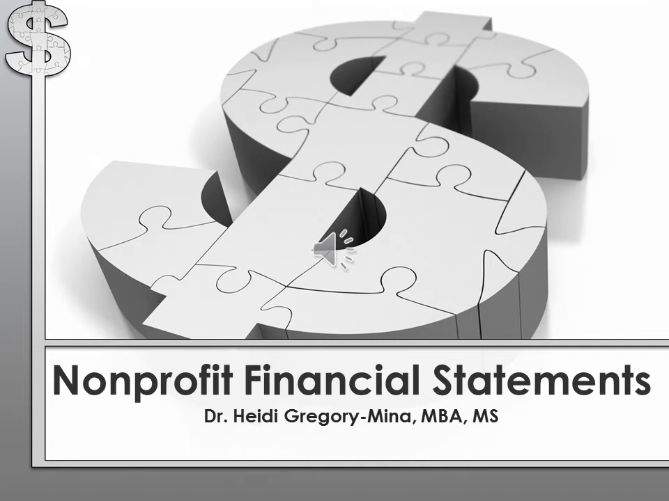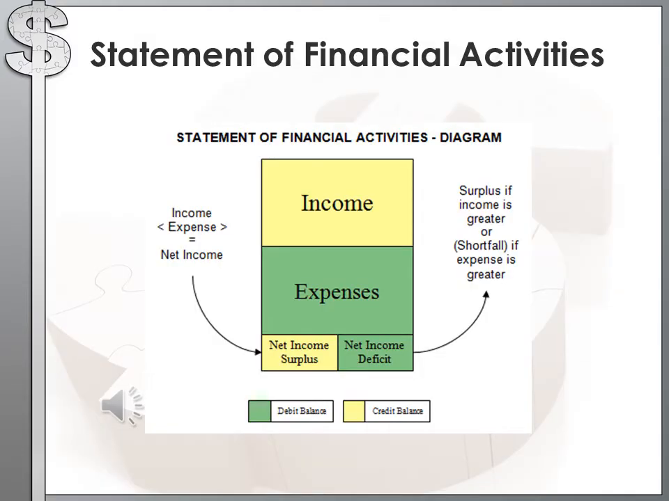In this lecture, we're going to look at the different types of nonprofit financial statements. The statement of activities is one of the main financial statements of a nonprofit or not-for-profit organization. A nonprofit statement of activities is issued instead of the income statement, which is issued by a for-profit business.